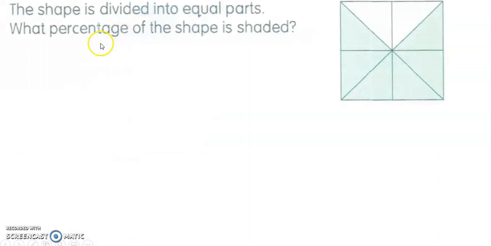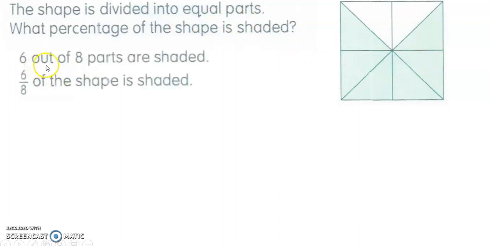Another example is here. The shape is divided into equal parts. What's the percentage of the shape that is shaded? We're going to do the same thing. We have 6 out of 8 parts shaded, as you'll see here. This means 6/8 of the shape is shaded. Now we're going to find an equivalent fraction for this fraction 6/8 with denominator 100.